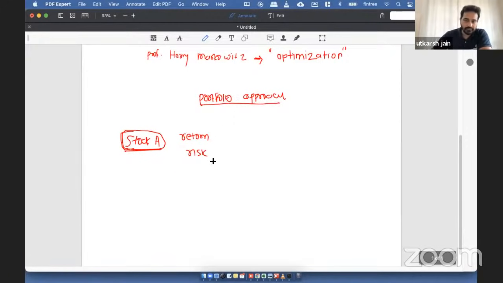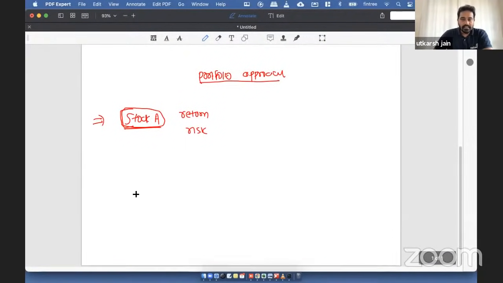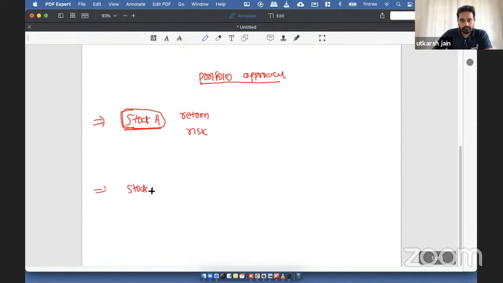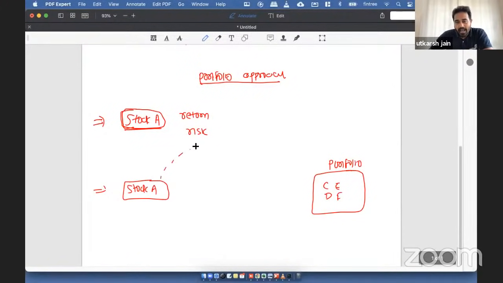Here is what Harry Markowitz proposed. He said, when you look at stock A, the right questions that you want to ask is that this is my current portfolio, made of whatever number of stocks. Maybe your portfolio is made of C, D, E, F stocks. Now you're considering whether I should add this stock A to my portfolio, right? So the right question to ask is not whether stock A is a great stock. The right question to ask is that when stock A gets added to my portfolio, what impact will it have on the overall return and risk of the portfolio, correct?